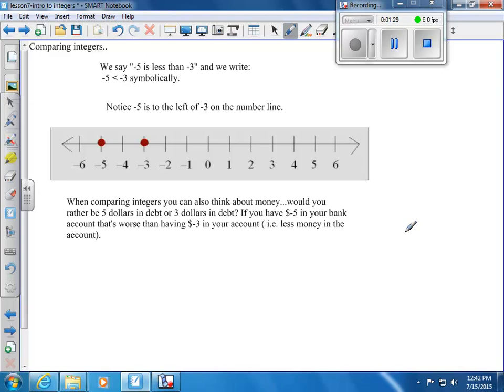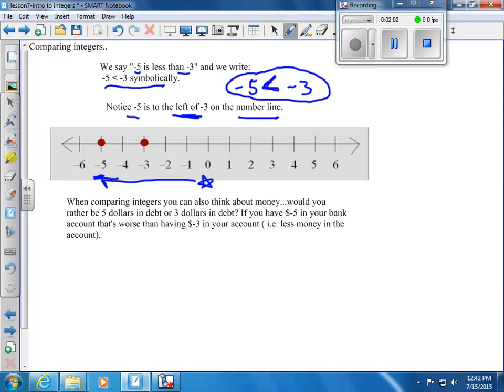We say that -5 is less than -3, and we write -5 < -3 symbolically, right? Remember that symbol is "is less than." Notice that -5 is to the left of -3 on the number line. So if you are a visual person, you say, okay, -5 is further away from 0, further to the left than -3. So that's how you know -5 is less than -3. That's how you pick that symbol.